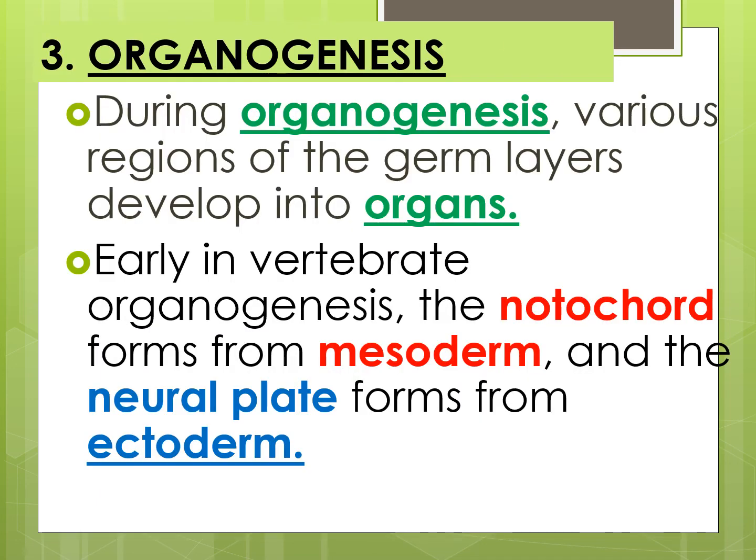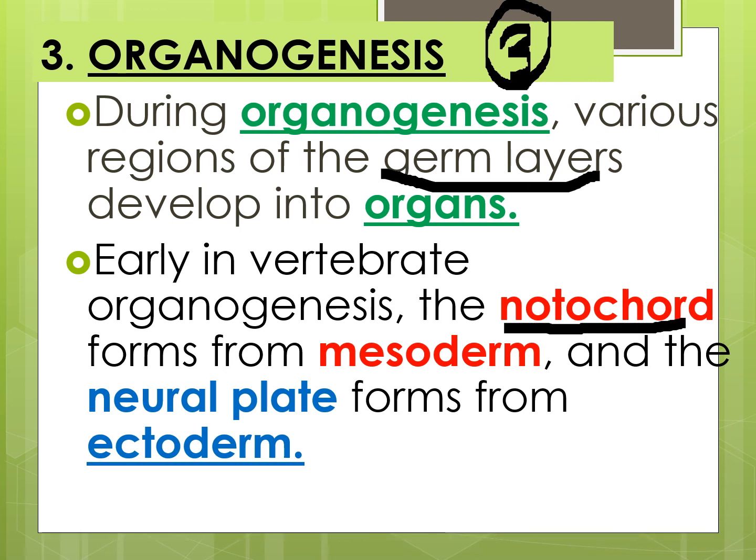Our third phase of embryonic development looks at the process of organogenesis, which is the development of organs from your germ layers. Your notochord develops from your mesoderm, and your neural plate develops from your ectoderm. These are 2 examples, but there are many other examples of the organs that develop from your germ layers.